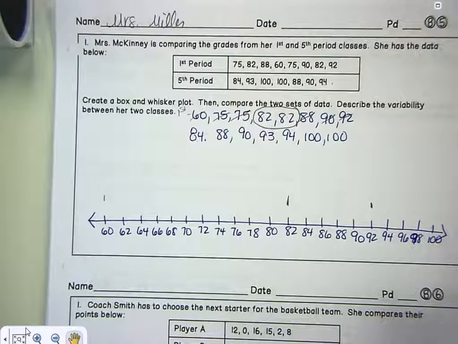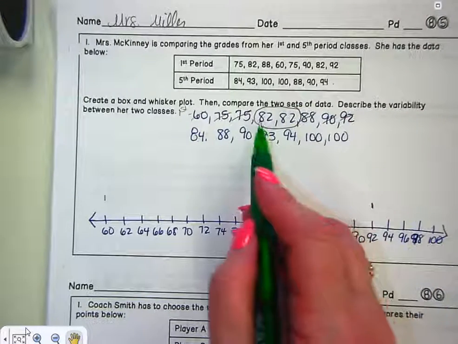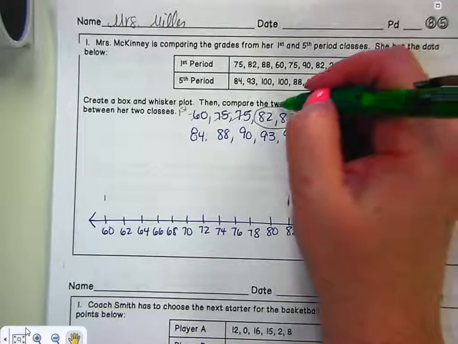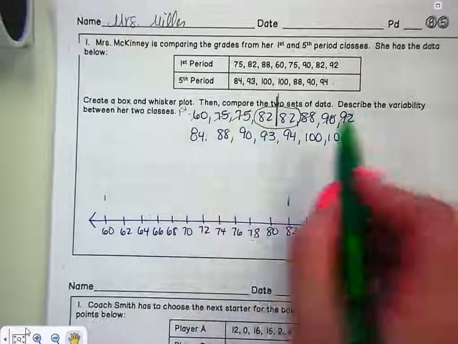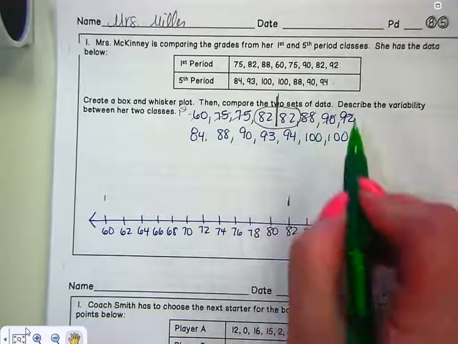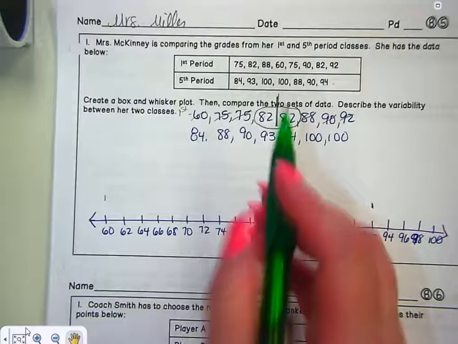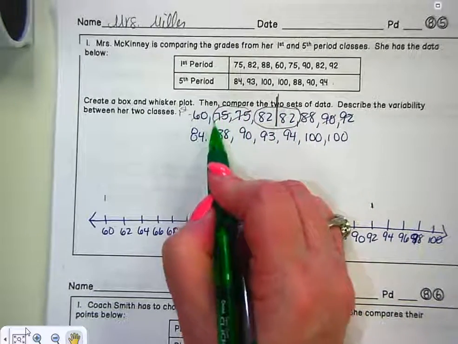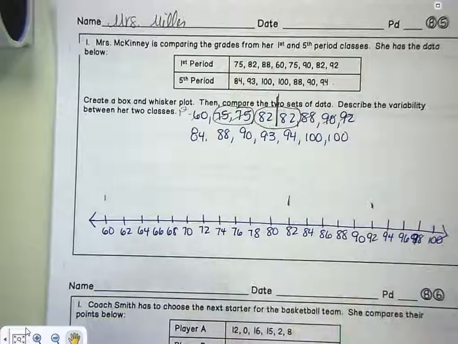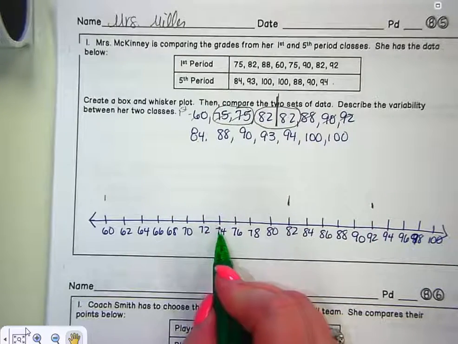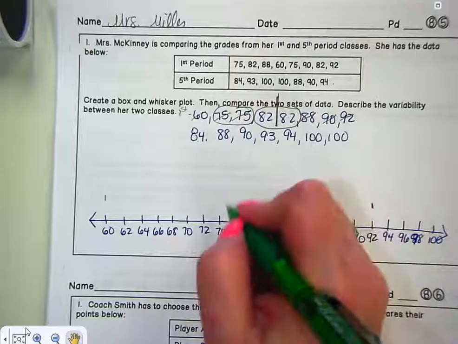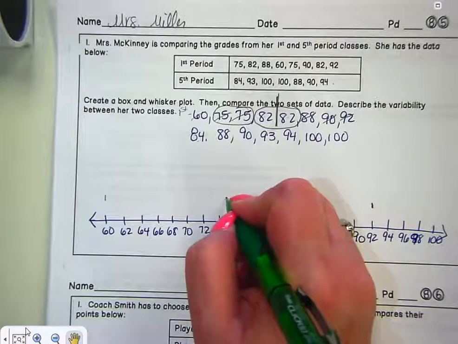Find the median of the lower values. So since there's 2 in the middle, I'm going to split them. I split this. This 82 goes with that side. This 82 goes with that side. So the middle, or the median of the lower half, is 75. Make a mark at 75. That's halfway between 74 and 76. So make a mark there.